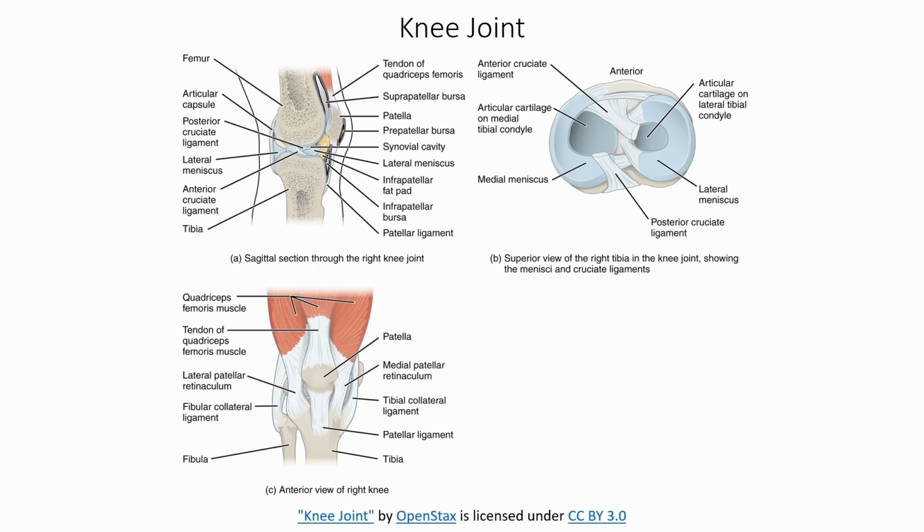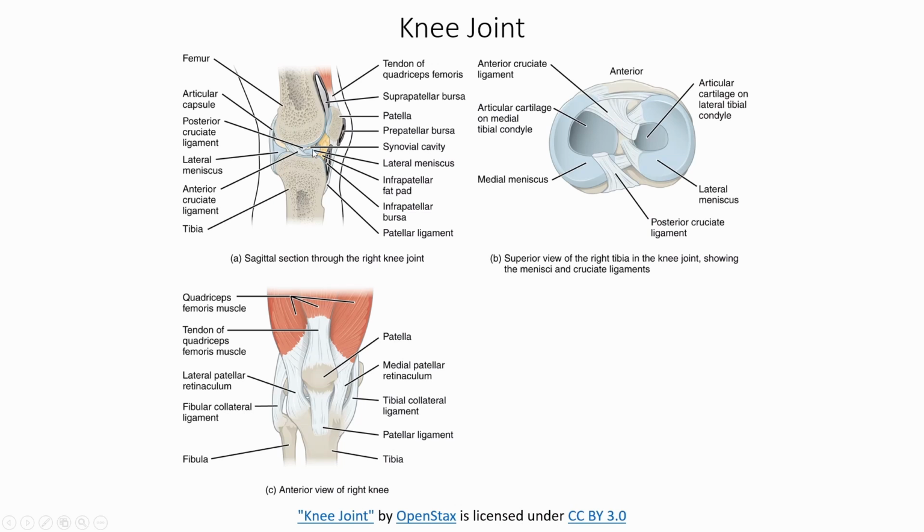But let's go ahead and talk about what those components are, some of which we talked about a little bit when we talked about bursae previously. So we have the femur, we have the tibia down here and the patella. We have the suprapatellar bursa, the prepatellar bursa, and the infrapatellar bursa. There's also a fat pad just below the patella called the infrapatellar fat pad.